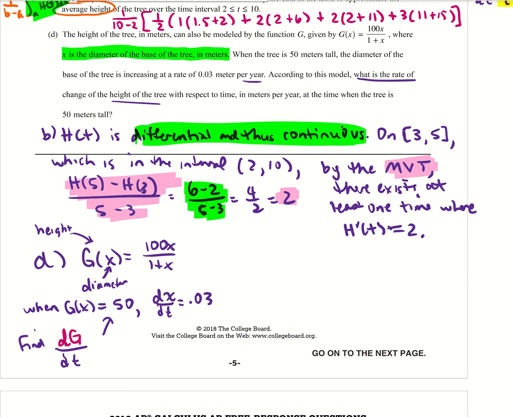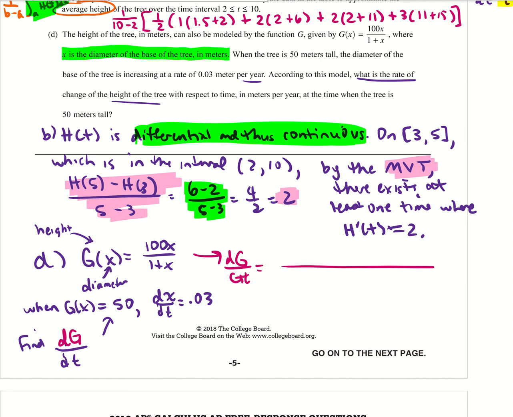So I want to find the derivative of g, but with respect to time, not with respect to x. And currently, this is written with respect to x. This is a problem that's being done implicitly. x is my wrong variable. I want t to be my variable. So if I want to find this, I'm going to take the derivative of this expression here, and I'm going to have to use the quotient rule to do it.